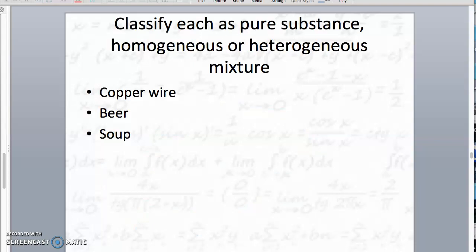Copper wire is simply copper atoms. This is homogeneous. Beer would be considered homogeneous traditionally, but today's New England-style IPAs do have a lot of sediment at the bottom. You could argue that this is heterogeneous. Cheap beer would be homogeneous for sure. Soup is heterogeneous, and the reason for this is that each spoonful of soup is not exactly the same.